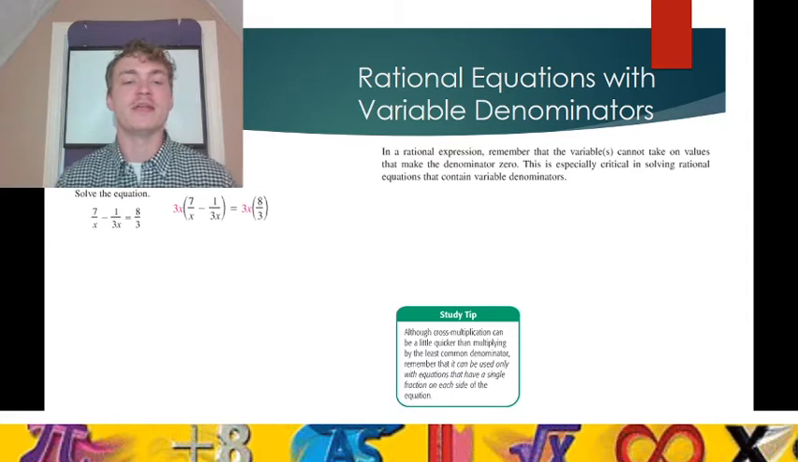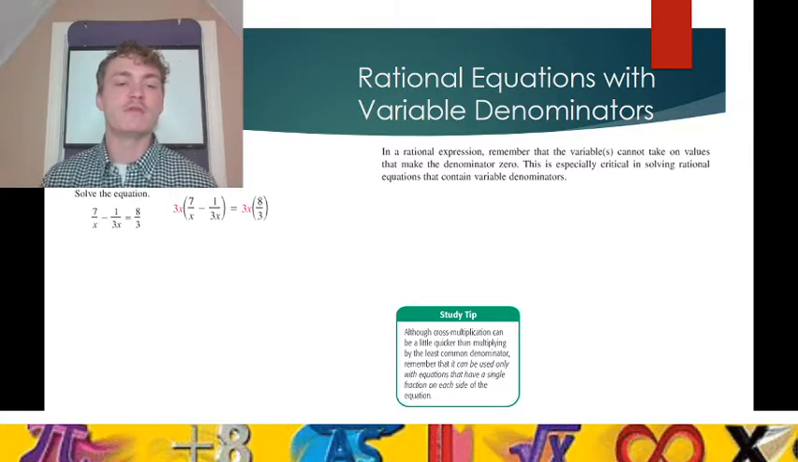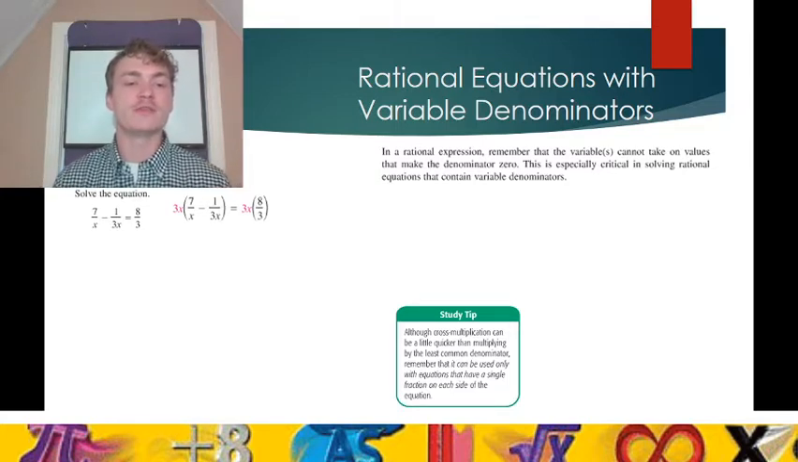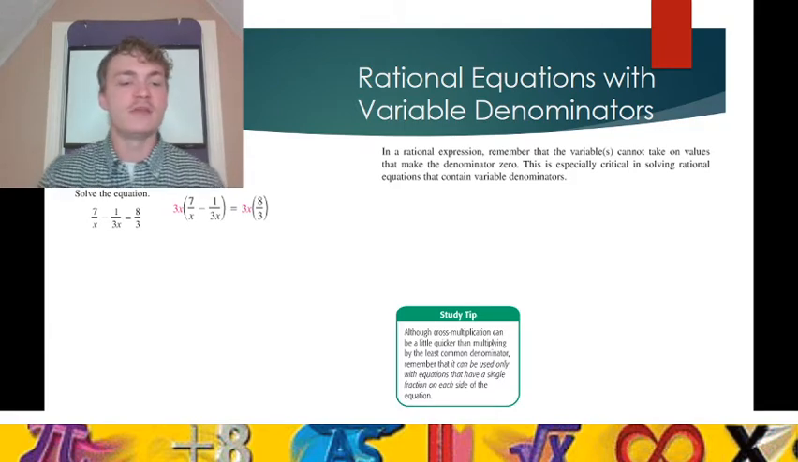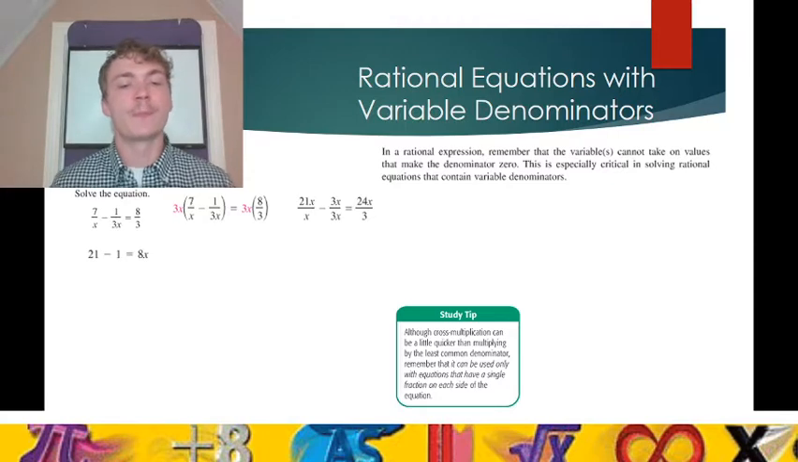Multiplying 3x on each side of the equation will get rid of our denominators. And let's see how this happens. 3x multiplied to the 7 over x is 21x over x. But what happens here? The 3x LCD and the x in the denominator, 3x divided by x is 3. The x is canceled, leaving us essentially with 3 times 7, which is 21.